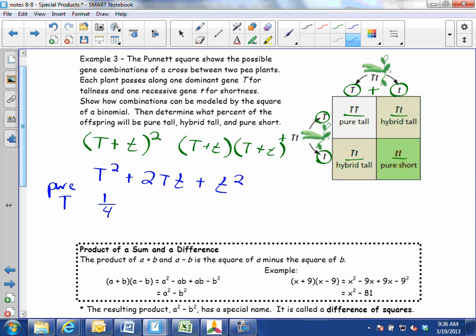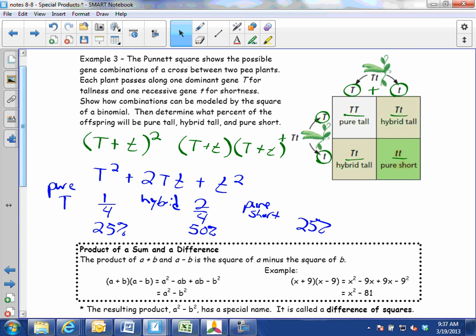Or I guess it says as a percent, so this would be a 25% chance. Okay. If it's going to be a hybrid, it'd be 50 because it's a 2 out of 4 chance. So 50% chance. And if it's going to be a pure short, there's only a 25 because there's only a 1 out of 4 chance. So in order for it to be pure short, it's only 1 out of 4, but tall, definitely much better chance, because it's going to be a 75% chance it's going to be tall.